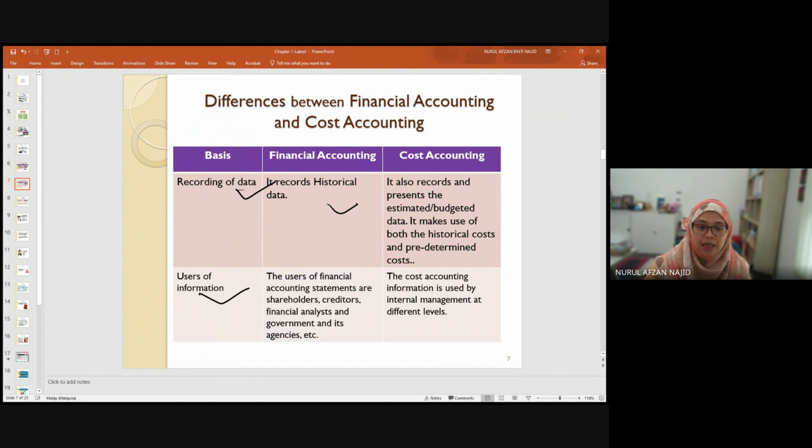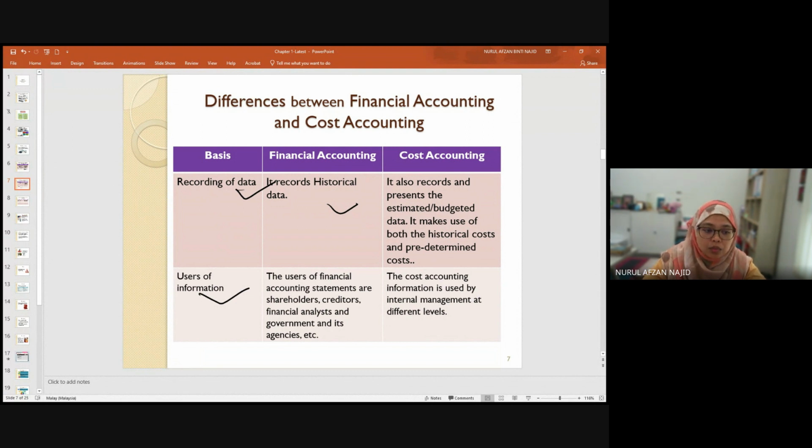So meaning that the cost accounting information is confidential, not to be disclosed to the outsider, not to be disclosed to the external parties, not to be disclosed to the third party. Only be using in the internal management. So internal management je yang akan tahu berkenaan dengan cost of the product. Sebab apa? Costing ini adalah strategi of the business.